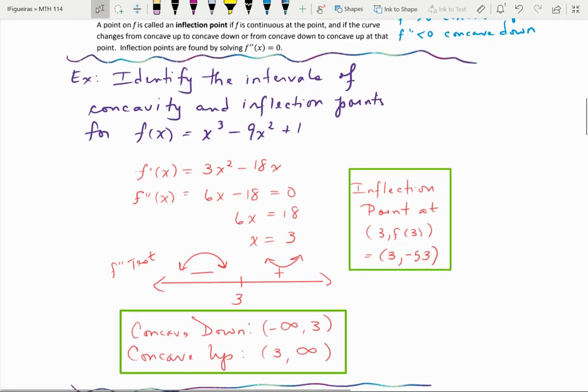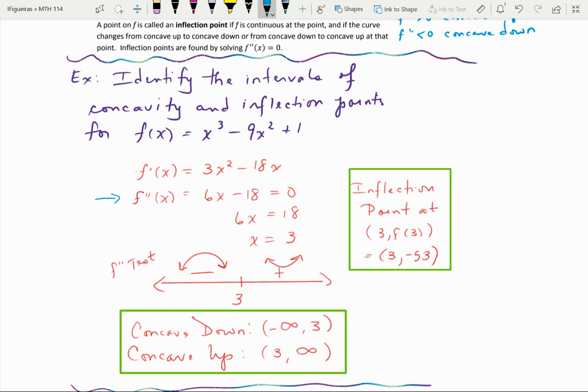So first find the first derivative. So we have f prime is 3x squared minus 18x. But with concavity and inflection points, we need the second derivative. So that's what you see right here. That's f double prime is 6x minus 18.